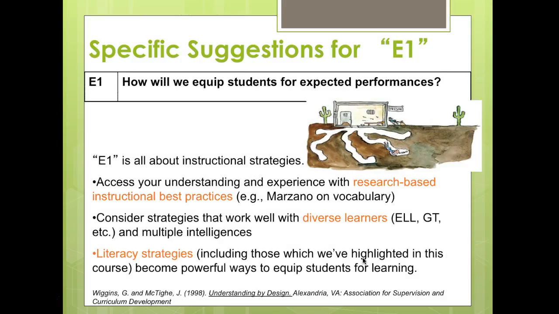For E1, how are you going to equip students for expected performance? You're going to let them know how you're going to evaluate them. That's the bottom line. You're going to assess their understanding and experience with research-based instructional best practices. For example, using Marzano vocabulary as a vocabulary assessment, using foldables as formative assessments, using your rubrics. We've talked about differentiation. What are the different ways you're going to let people give you evidence of learning? What are the modalities there?